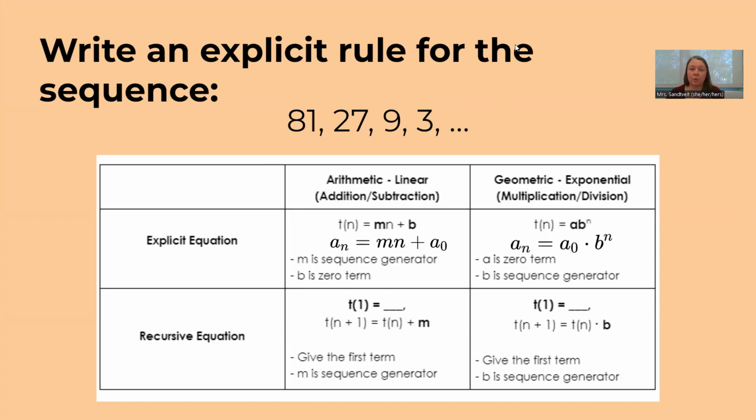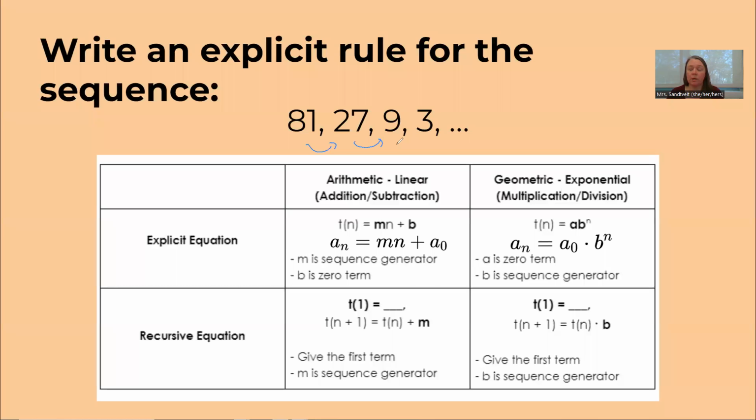Okay, now write an explicit rule for this one. So first, what's the pattern? To get from here to here, here to here, here to here, you might say, oh, I'm dividing by 3, but remember, instead of dividing by 3, we're going to think of it as multiplying by the reciprocal. So my multiplier is times 1/3.